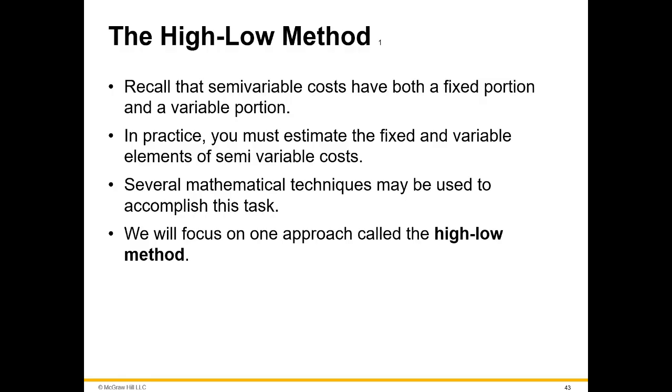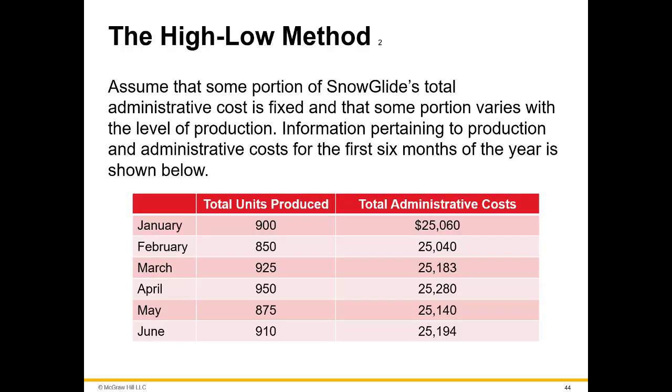Okay. Now let's spend a minute and talk about semi-variable costs. Semi-variable costs have both a fixed and a variable portion, and we need to estimate our components of fixed and variable costs. There are multiple methods we can use. Probably the easiest would be the high-low method. So we have the high-low method, and we can say, okay, assume some portion of Snow Glide's total administrative cost is fixed, and some portion varies with the level of production.